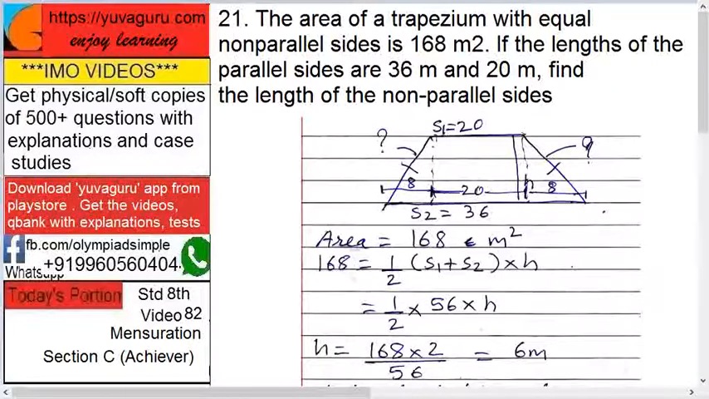Let's start. The area of a trapezium with equal non-parallel sides is 168 meters square. If the lengths of the parallel sides are 36 and 20 meters, find the length of the non-parallel sides.